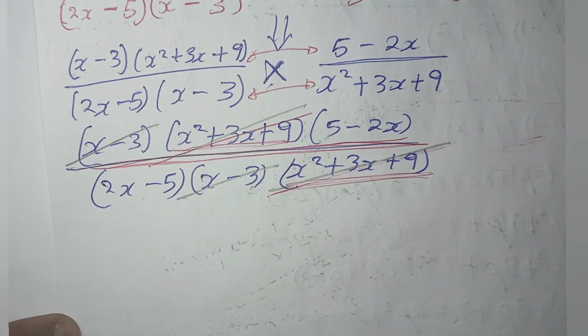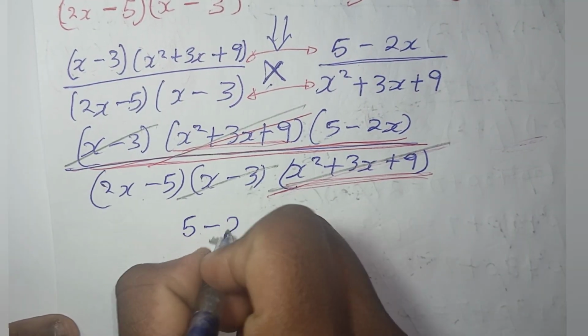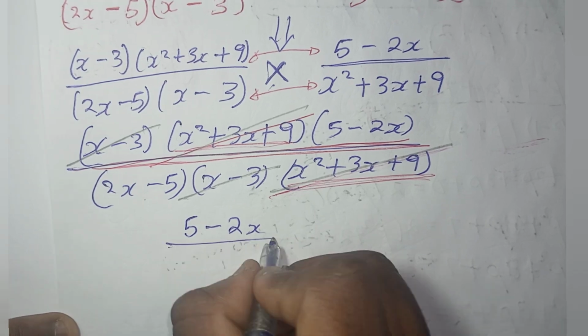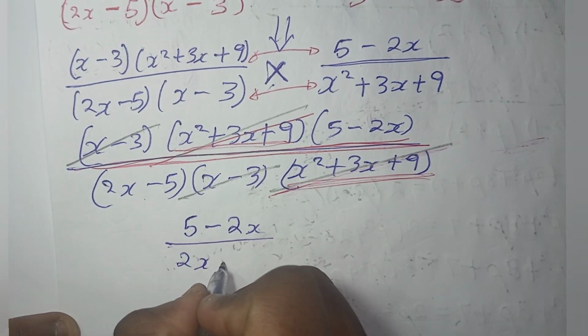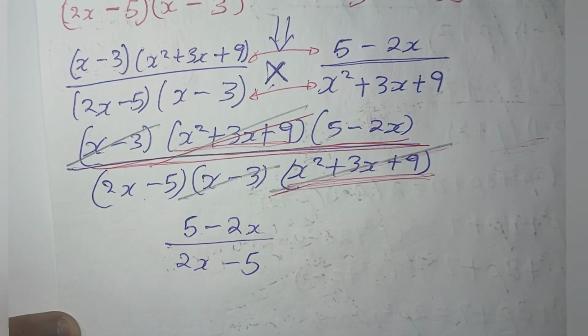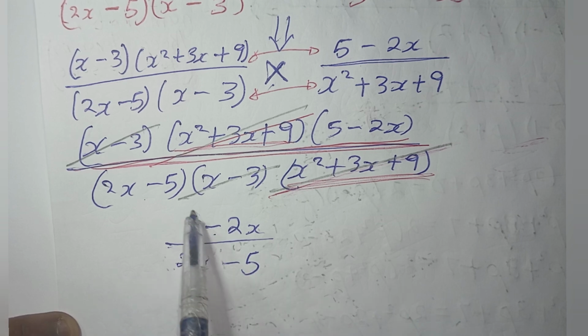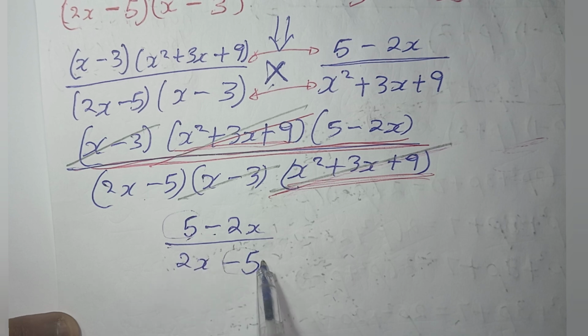It will be 5, 2x divided by what? By 2x. These two things, guys, they are the same, but they got what? Different sign. Because 5 here it's positive and 5 there it's negative. 2x here it's negative, 2x here it's positive. These two things are the same, but they got different sign.